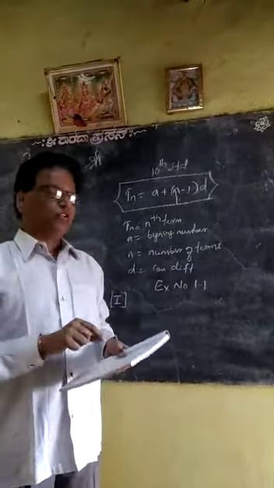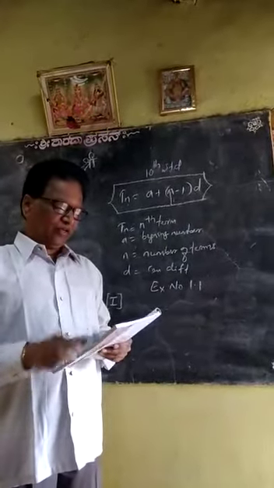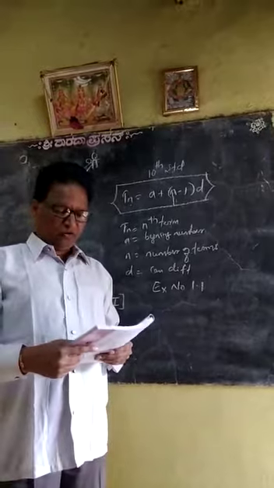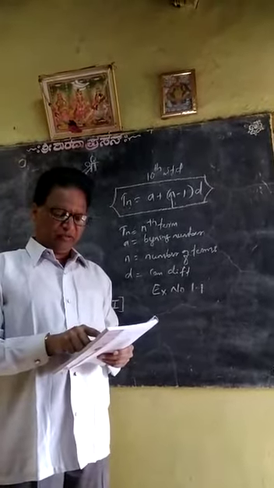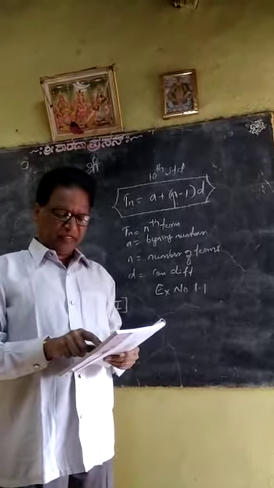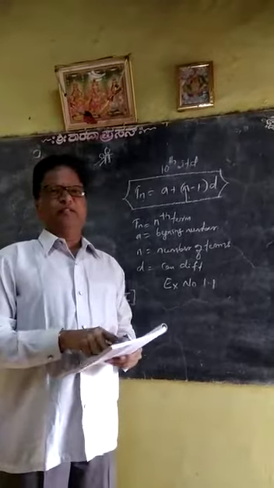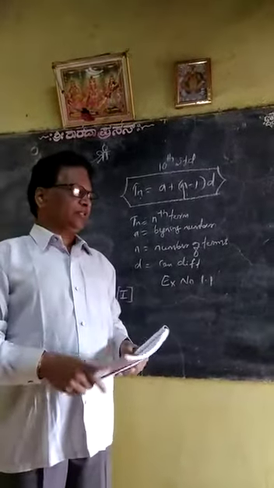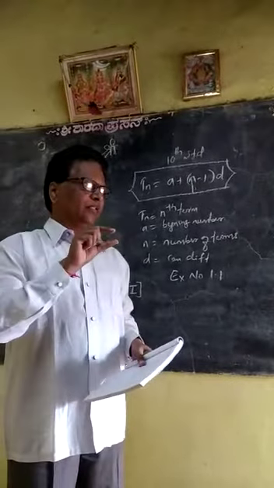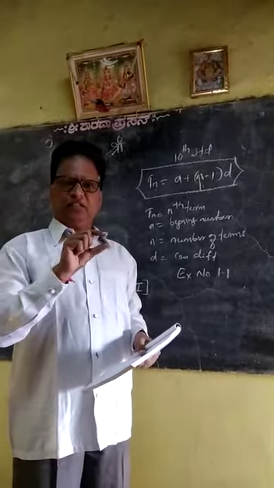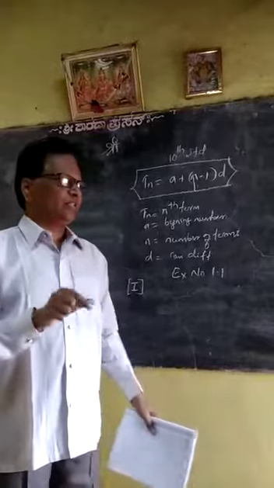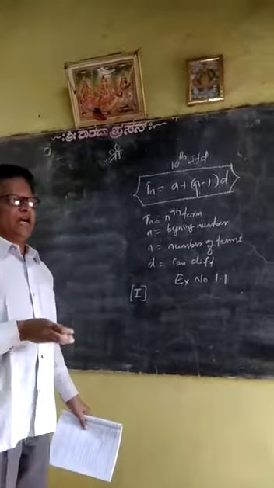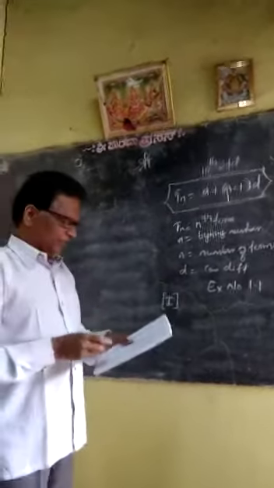So the first question is: the taxi fare after each kilometer when the fare is rupees 15 for the first kilometer and rupees 8 for each additional kilometer. If you write these numbers in sequence form, whether this makes an arithmetic progression or not is asked here. So try to understand the question.